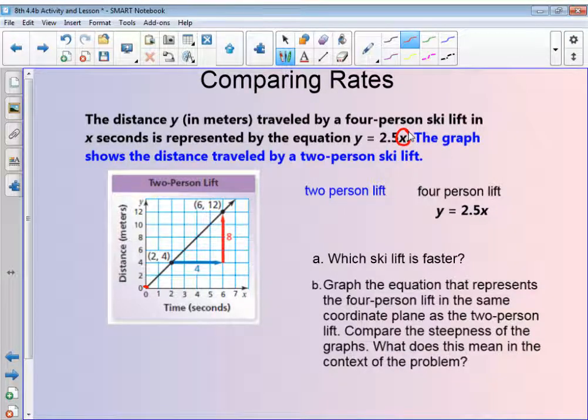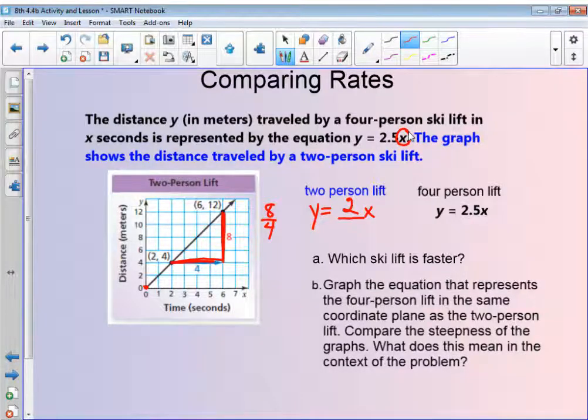So now it says the graph, because they're giving us a graph already, shows the distance traveled by a 2-person ski lift. We're going to go ahead and write our equation for that 2-person ski lift, and we notice that it crosses at 0, so in the end it would be plus 0, so we're actually going to leave that off. Our y equals, remember this is our slope, the number that goes with the x, so our slope is our rise, which was 8, over our run, which was 4, so our slope was 8 over 4. Which when we reduce that down becomes 2. Okay, so there's our two equations. The 2-person ski lift can travel 2 meters per second, or 2x, and the 4-person ski lift can travel 2.5 meters per second, or 2.5x.